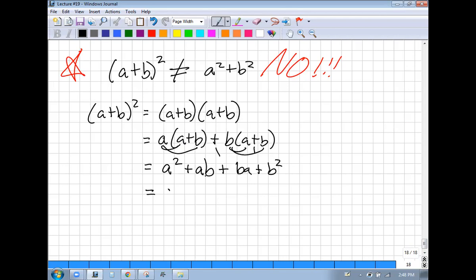So we have an a squared. These are the same thing. ab is the same as ba. So you get 2ab and b squared. So a plus b squared, you get the a squared and the b squared, but there's also this cross term here. Okay.